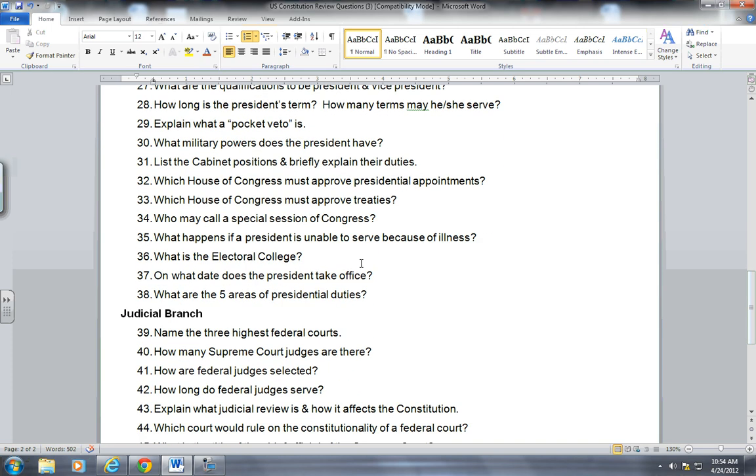36, the Electoral College is a group of individuals appointed by each state legislature who vote for the presidential candidate that receives the most popular votes in their state. 37, January 20th, following the election. 38, we have foreign affairs, domestic administration, legislation, appointments, and judicial functions.